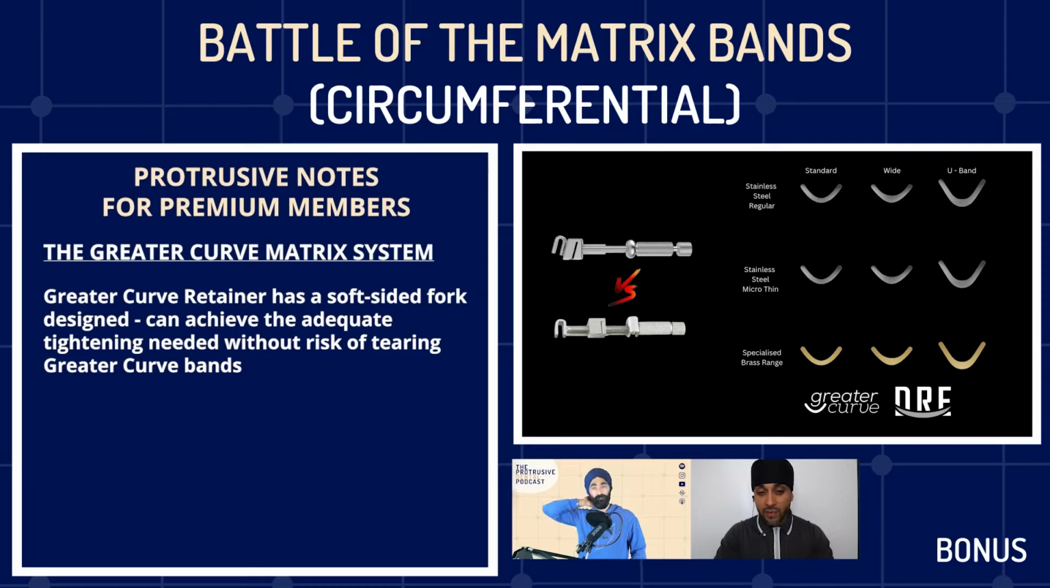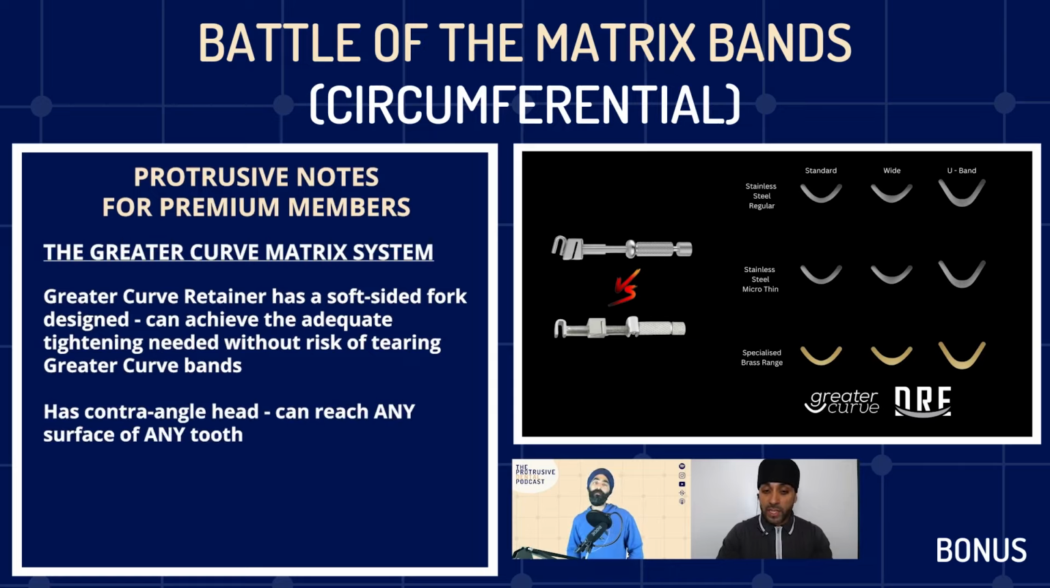Got it. Yeah, so the Greater Curve Tofflemire retainer has a soft-sided fork, which is different from the regular ones that you get, meaning we can really, really tighten the bands and get the tightening that we need without risk of tearing the bands. The contra angle head means that we can reach any tooth and any surface. So distal upper sevens, wisdoms, anteriors are all not a problem for us. It has a widened groove for easier band placement. The generic ones have a really small insertion groove, so that can be quite tedious.